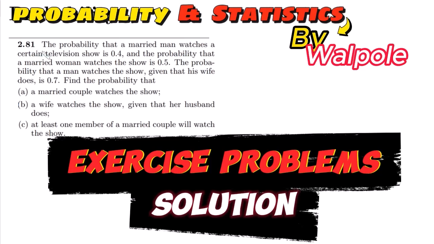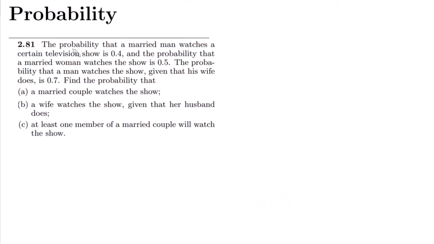This is question 2.81, and the statement it has is the probability that a married man watches a certain television show is 0.4. So the probability of a married man watching the television show is 0.4, and also let me write the given data here as well.